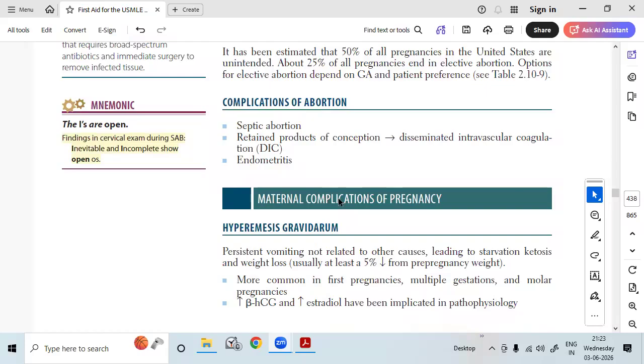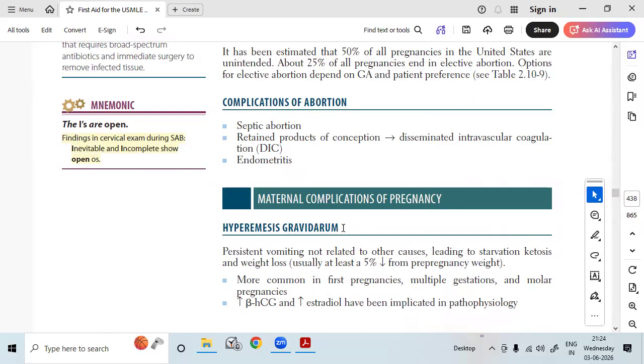So today we'll do the maternal complications of pregnancy from the USMLE First Aid Step 2 textbook. I'm on page number 438. Let's read this topic. The first maternal complication of pregnancy which comes is hyperemesis gravidarum.